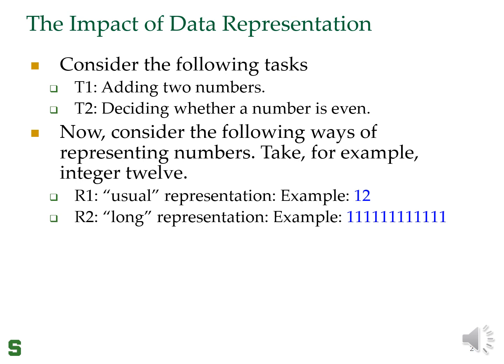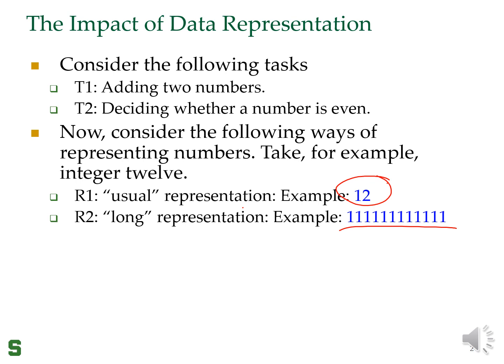Now, the time it will take to do addition or to decide whether a number is even is going to be affected by how we represent the numbers. So, for example, if it's represented using something like 12, then I could check whether a number is even just by looking at the last digit. This will require me to count stuff, etc.